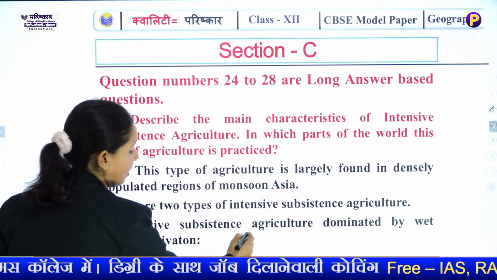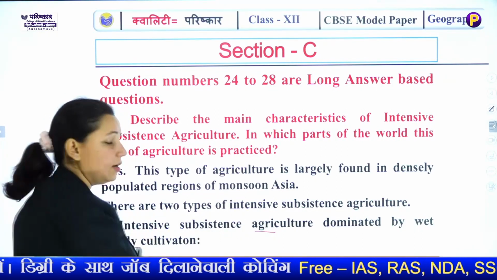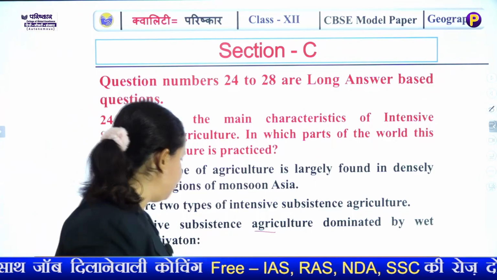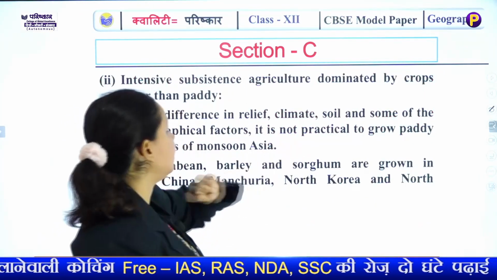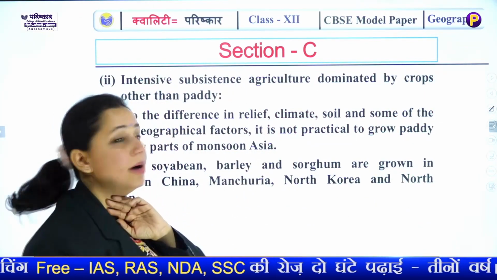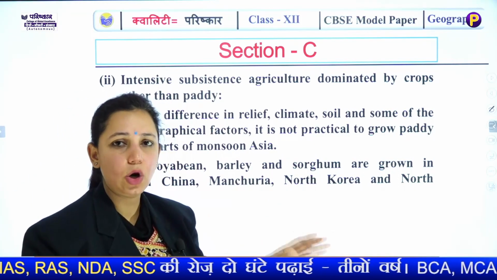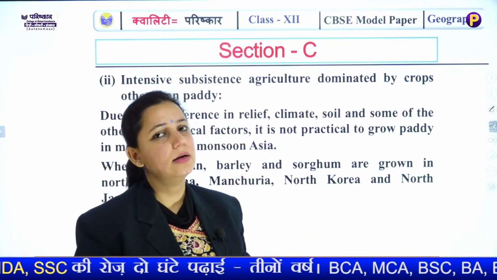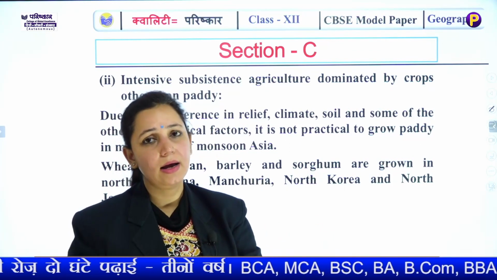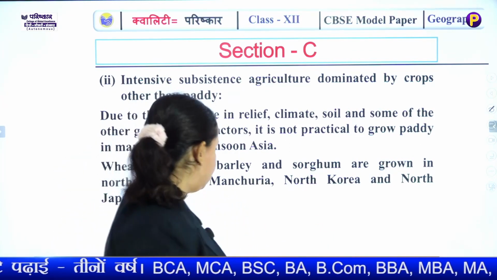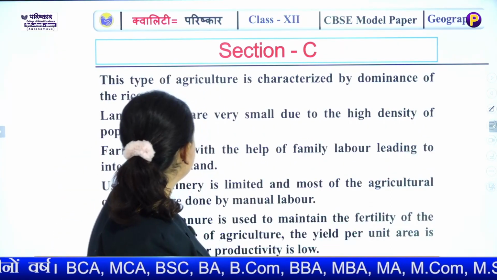Intensive subsistence agriculture dominated by rice paddy cultivation, and second, intensive subsistence agriculture dominated by crops other than paddy. One is dominated by paddy and the other is dominated by crops other than paddy. So first we will discuss this.